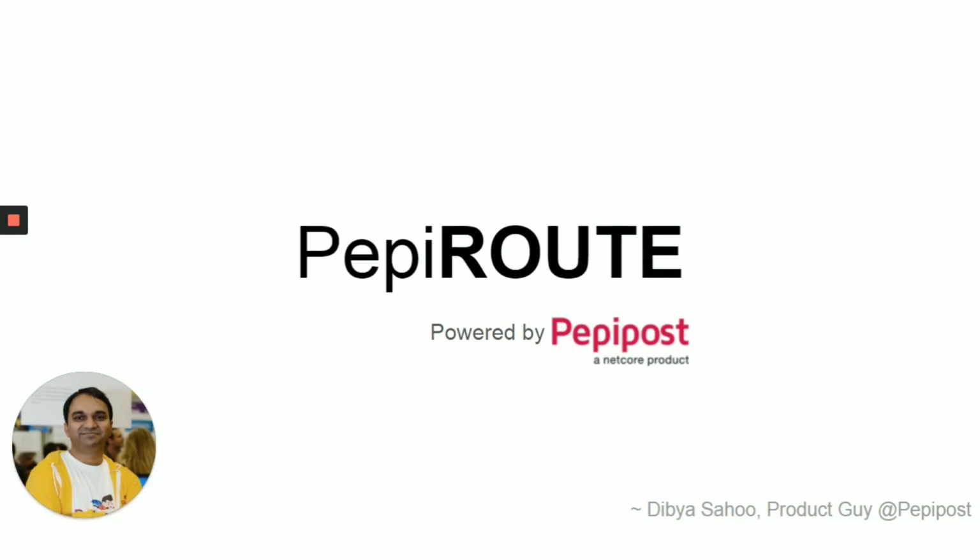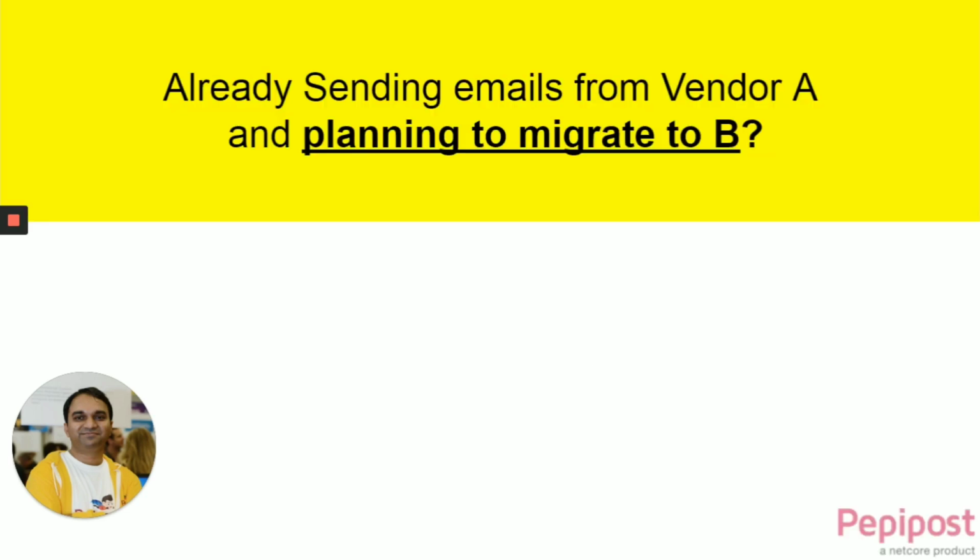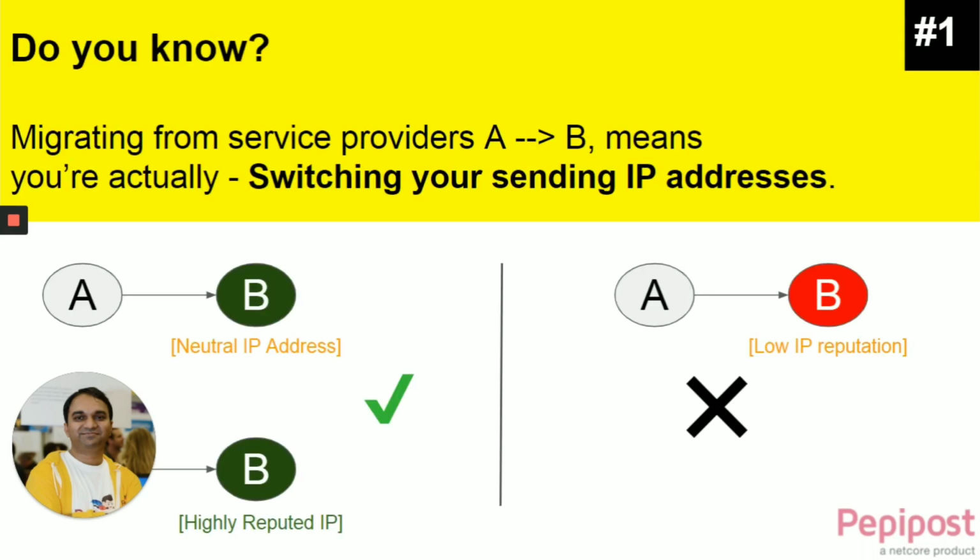So today I will be introducing you to Pepipost Route. It's a tool which will help you to migrate your emails from a particular vendor A to vendor B. Primarily, when you do a migration from any vendor, a lot of complications are involved because you are already sending a lot of email volume.